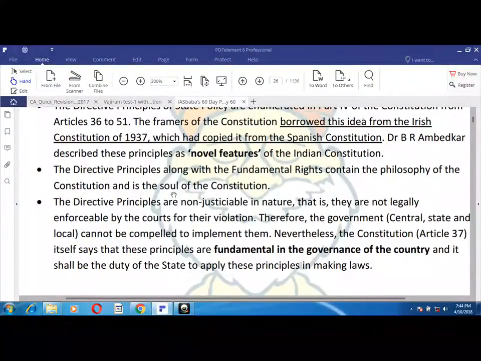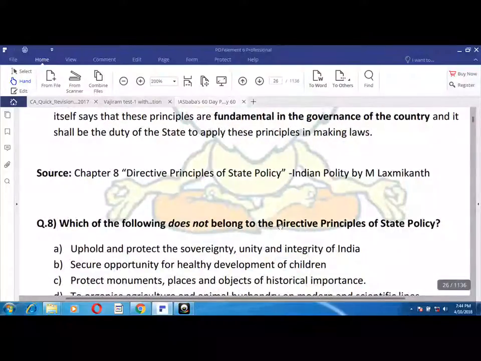The directive principles are non-justiciable in nature. That is, they are not legally enforceable by the court. For their violation, therefore, the government, central, state and local, cannot be compelled to implement them. Nevertheless, Article 37 of the Constitution itself says that these principles are fundamental in the governance of the country, and it shall be the duty of the states to apply these principles in making laws.